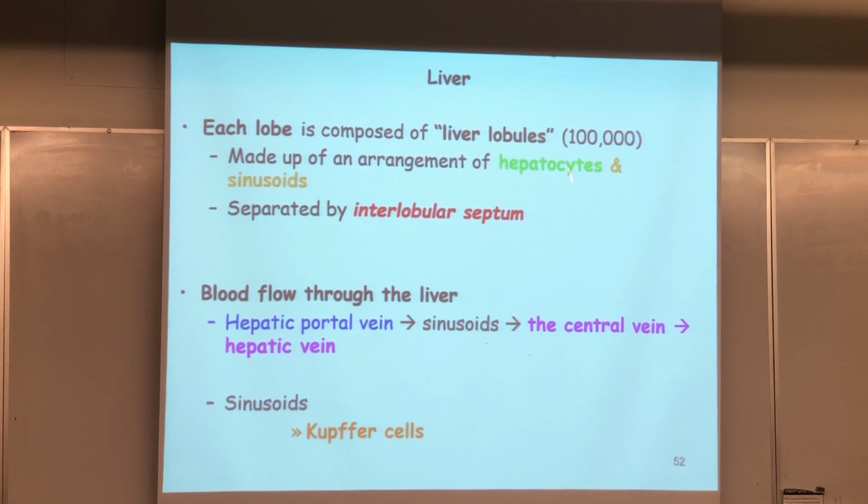Now, what is inside of a liver lobule? Well, hepatocytes. Hepato for liver, cyte for cell. These are your liver cells. And then things called sinusoids, whatever the heck those things are. You guys recognize the name sinusoid? Yeah. What are they? They're like little capillaries.